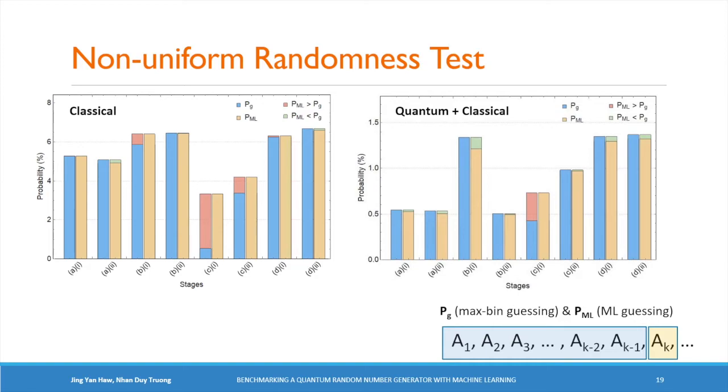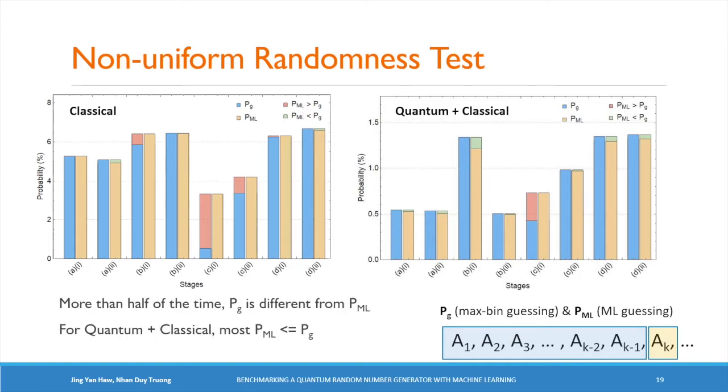The first observation that we can get here is that more than half of the P_guess differ from the P_ML by more than 2 standard deviations. And as mentioned previously, we expect discrepancies, since there are likely correlations at various stages of the QRNG separately.